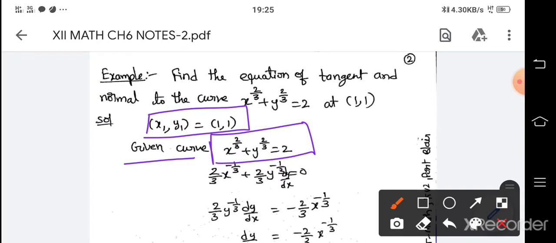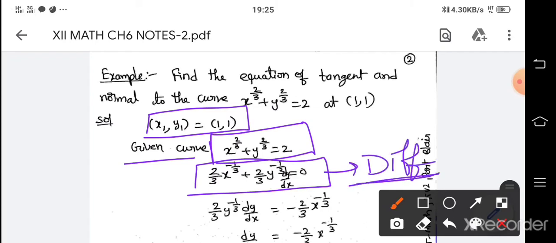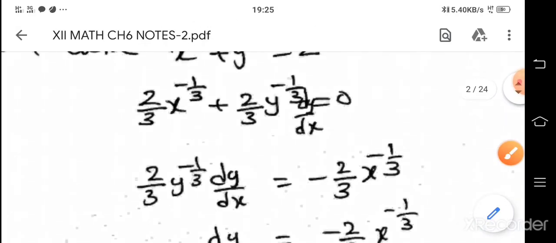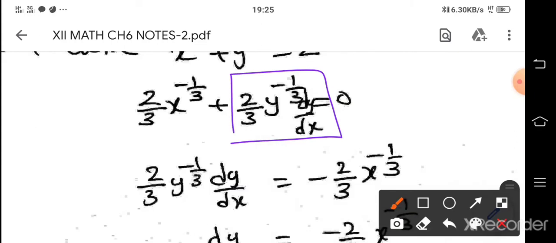So it is 2 by 3 after differentiating on both sides. How did we get this one? Differentiating on both sides with respect to x, you get 2 by 3 x power minus 1 by 3, plus 2 by 3 y power minus 1 by 3 into dy by dx. Because it is the chain rule, right? We are differentiating with respect to x. That's why dy by dx must be there.